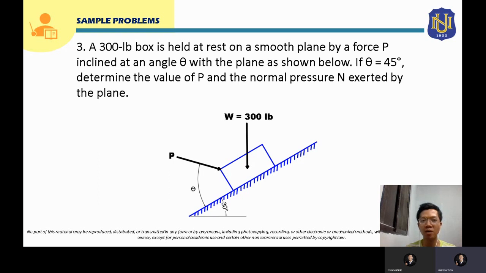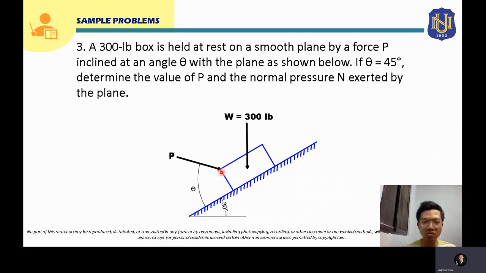A 300-pound box is held at rest on a smooth plane by a force P inclined at an angle theta with the plane as shown below. If theta is 45 degrees, determine the value of P and the normal pressure N exerted by the plane.